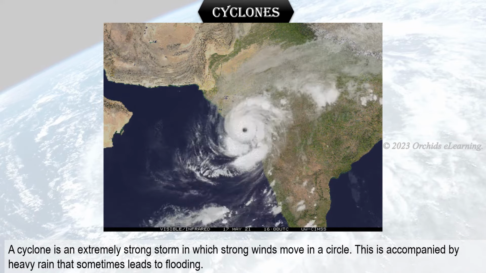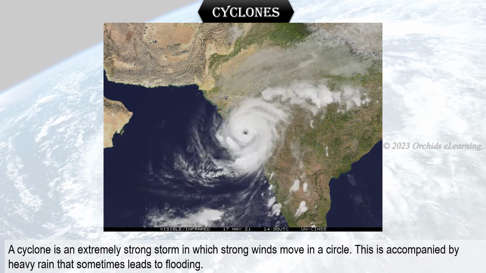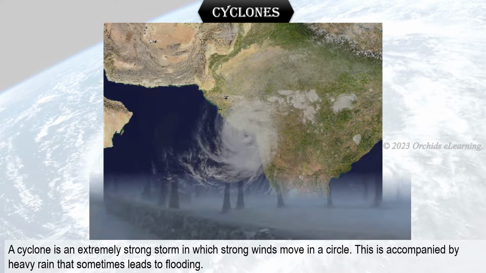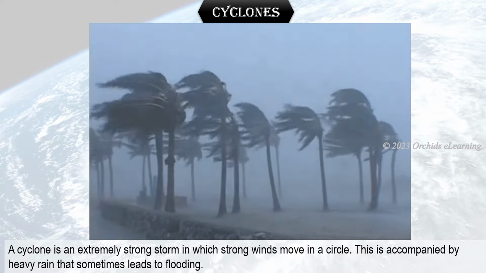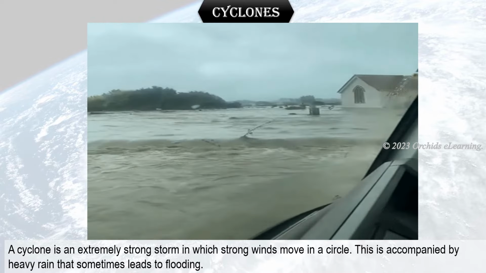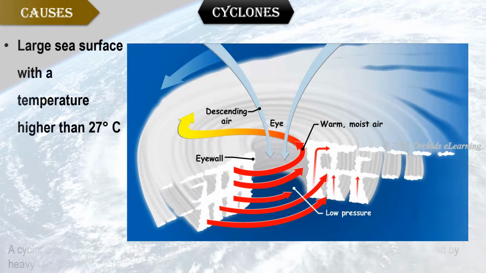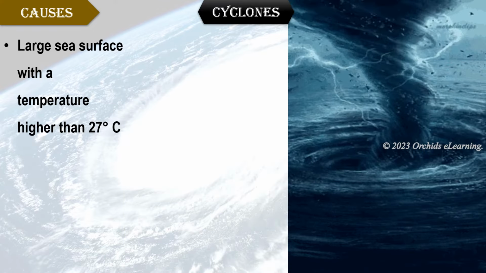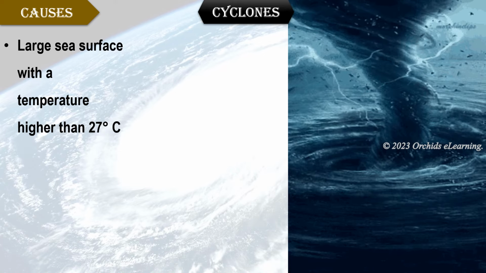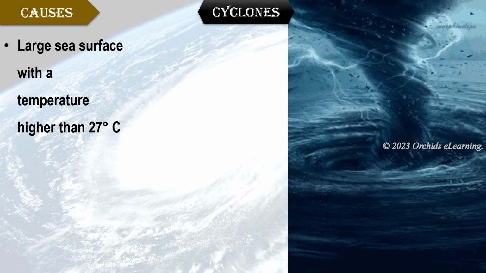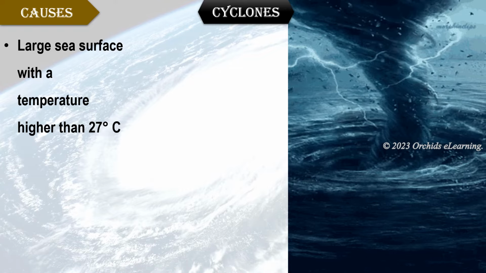Cyclones. A cyclone is an extremely strong storm in which strong winds move in a circle. This is accompanied by heavy rain that sometimes leads to flooding. Causes. Cyclones happen when air over the sea becomes warm very quickly and rises upwards. Cooler air rushes in to take its place. This fast-moving air swirls around in a circle and creates a cyclone.